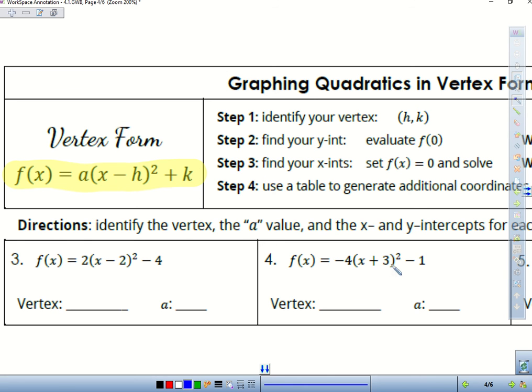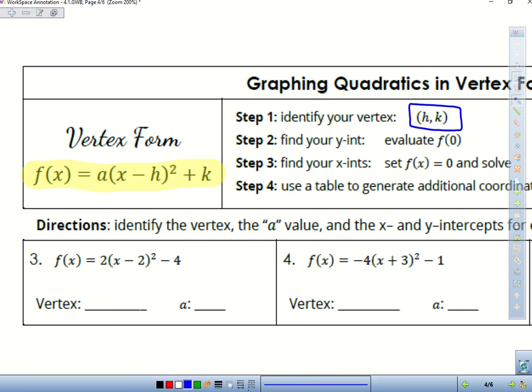Alright, so let's talk a little bit about vertex form. Vertex form is basically when a quadratic is in the form f(x) = a(x - h)² + k. Vertex form is really useful because it allows us to identify the vertex without actually doing any type of math, okay? And with this one here, we can also find the a value.